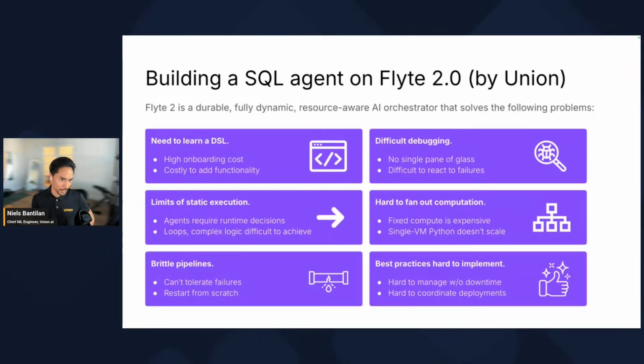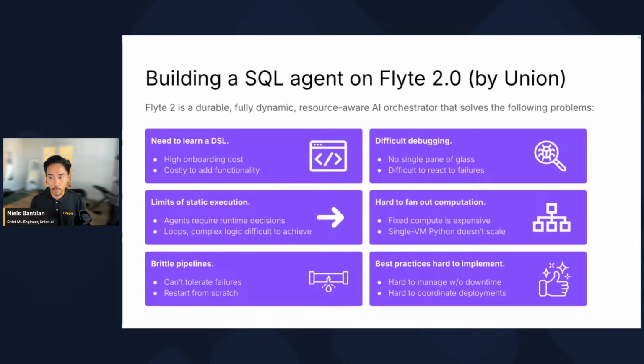To make, again, this a little bit more concrete, we're going to use Flyte 2.0 as sort of our vehicle to show you what the code might look like for this, and what an orchestrator that supports these kinds of workloads might look like, and the kind of properties you may want out of it. Whether you use Flyte or you roll your own, or you're using a different type of orchestrator. But just for a little background, Flyte 2.0 is a durable, fully dynamic, resource-aware AI orchestrator.